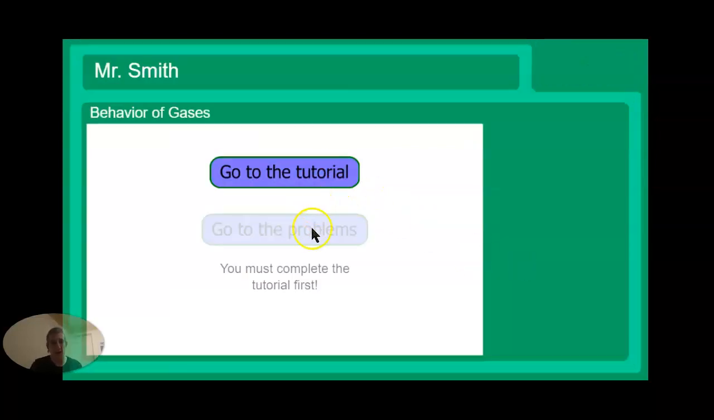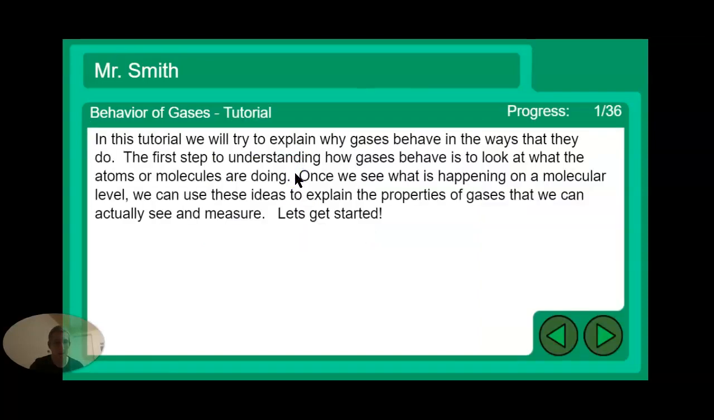And then you can't do the problems until you do the tutorial. So you really want to do the tutorial and then the problems all together, even if it takes you 2 or 3 tries to get it done. Because once you leave this page, you're going to have to redo the tutorial just to get back to the problems. All right, so this is going to be 36 slides about gases.